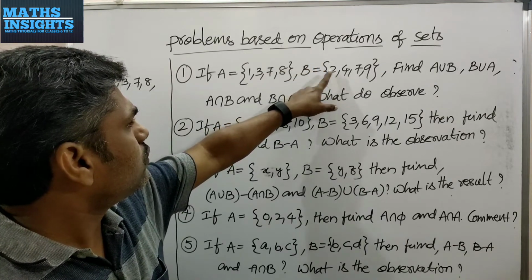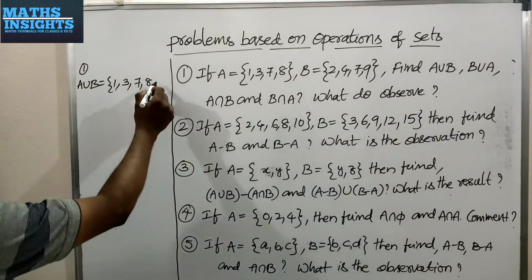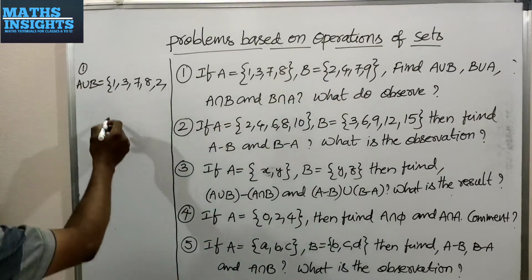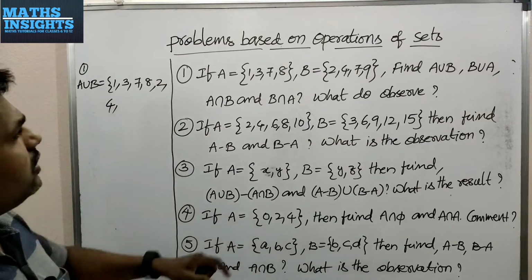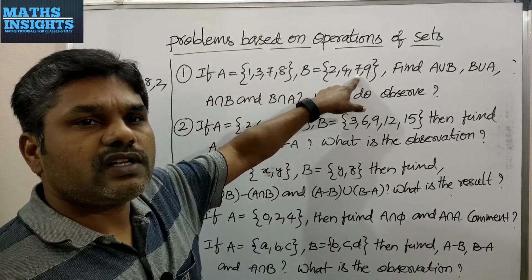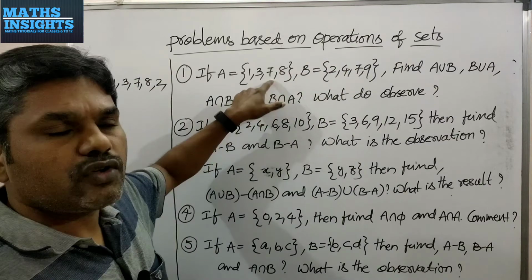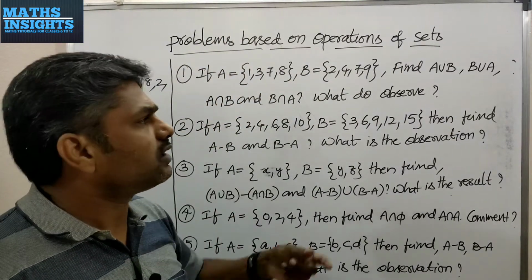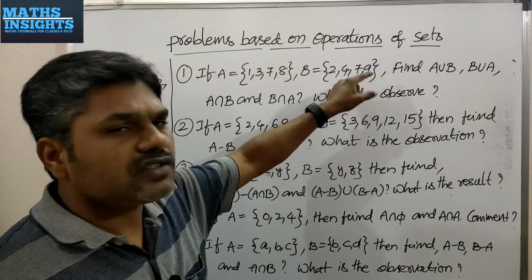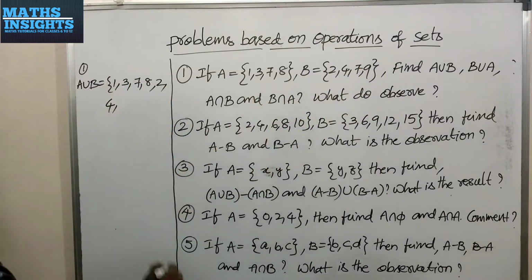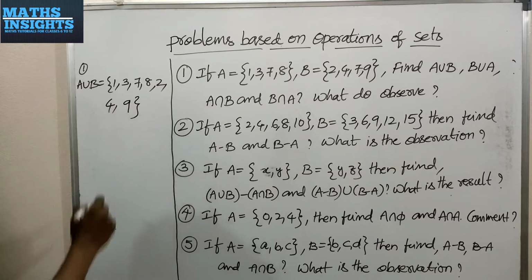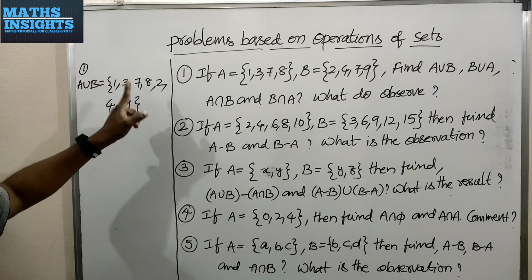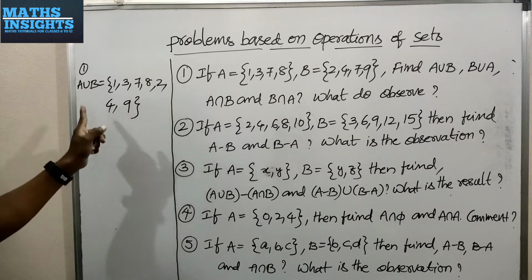If you see 2 is not repeating in A, therefore you may write 2 here also. 4, you may write 4 also. 4 is not in A. And if you see 7 is in A already and you have written the 7 already. Therefore you should not write it again. And if you see 9 is only in B, therefore you may write 9 also. This is the set A union B, that is 1, 3, 7, 8, 2, 4, 9.